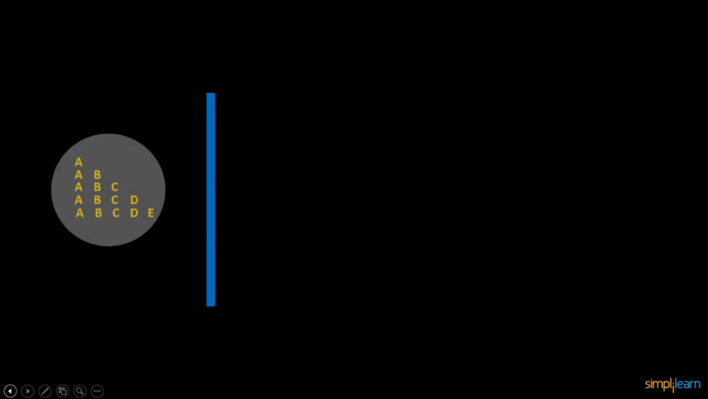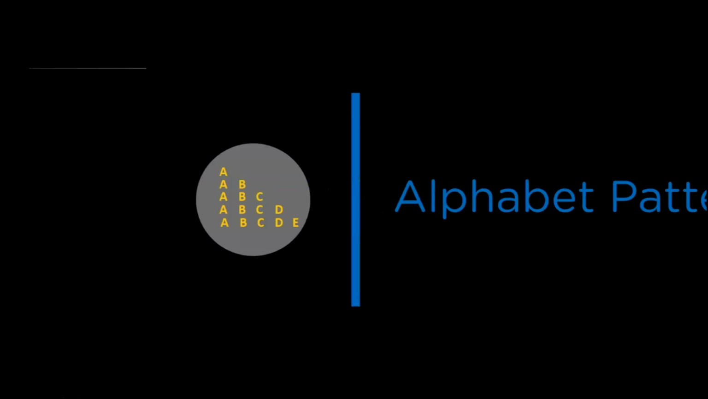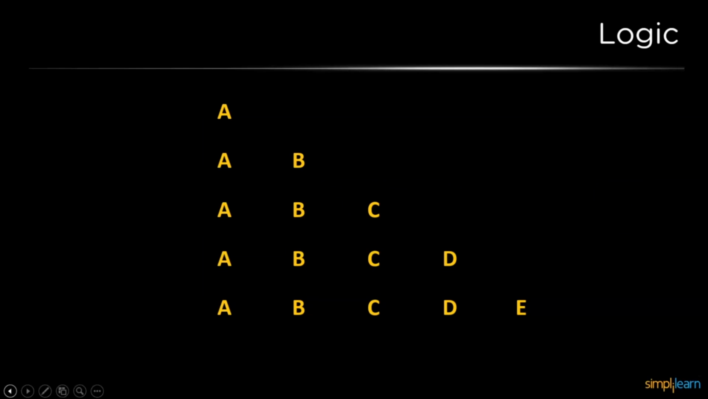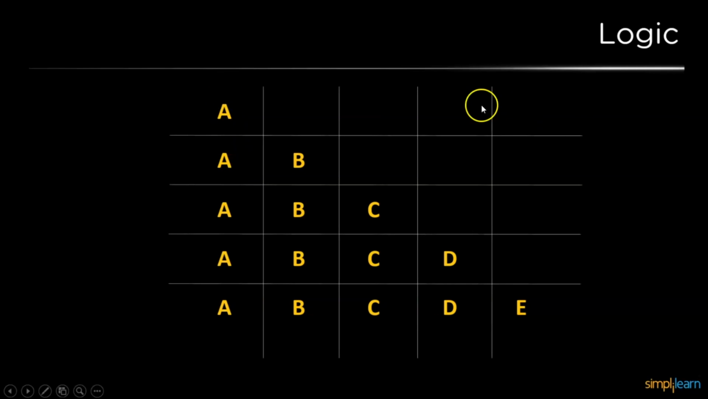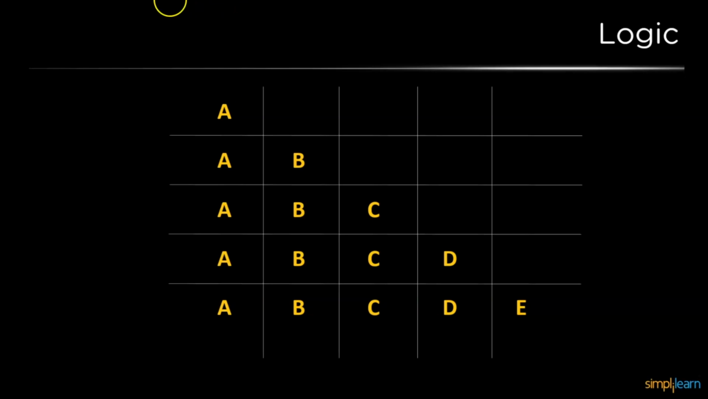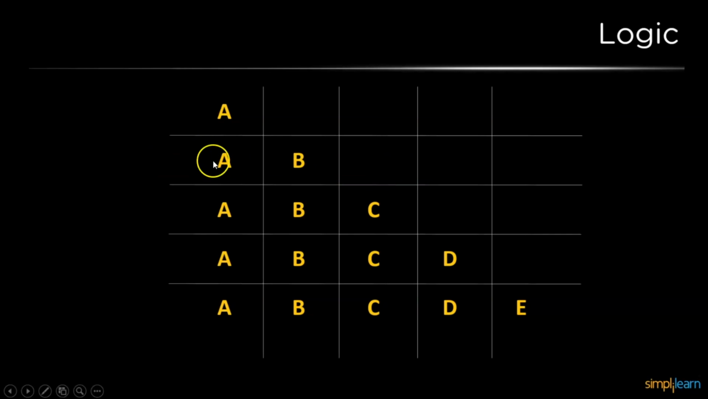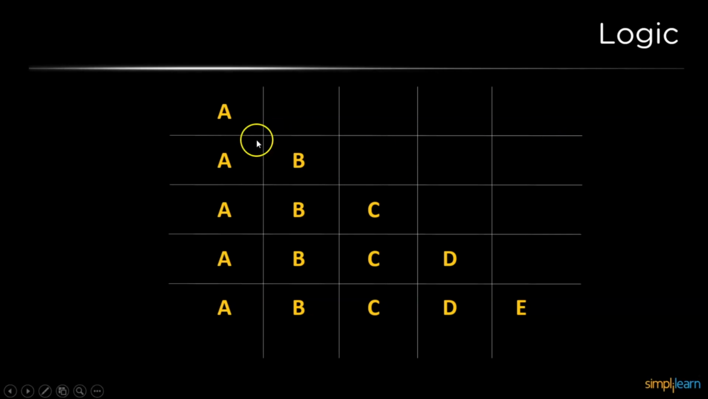Now let's get into another part of this session, that is the alphabet pattern. First let's have a look at the right angle triangle alphabet pattern. Here in the first row and first column we have A. Similar to the star and number programs that we have worked on, similarly we have an alphabet. Here we have an alphabet first, followed by 4 spaces, and then in the second row we have alphabets A, B followed by 3 spaces, and so on.